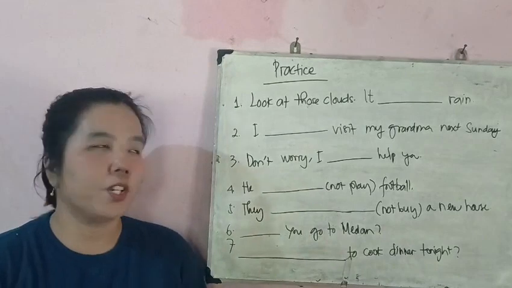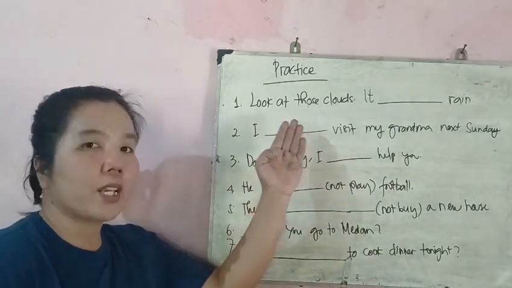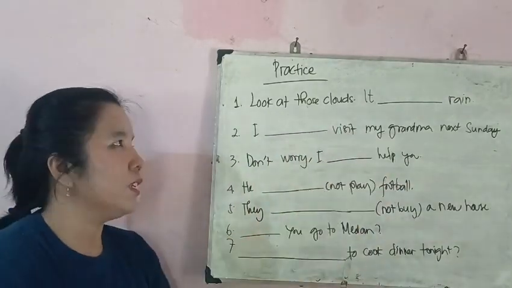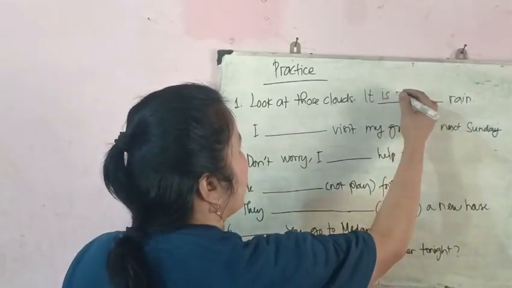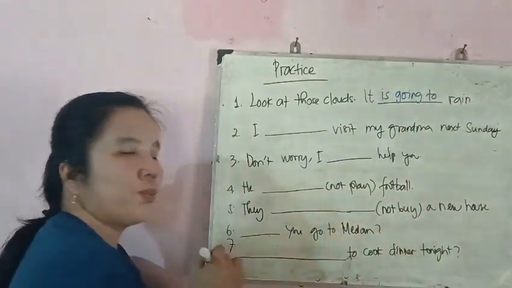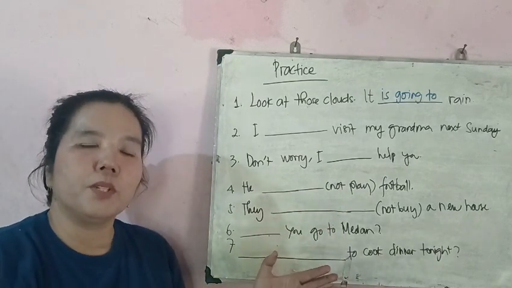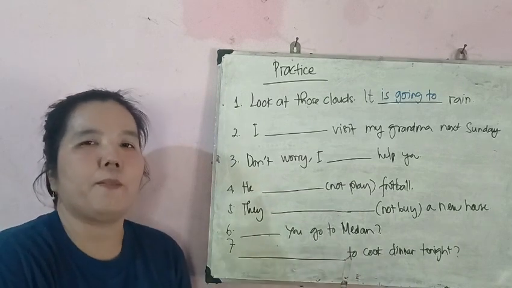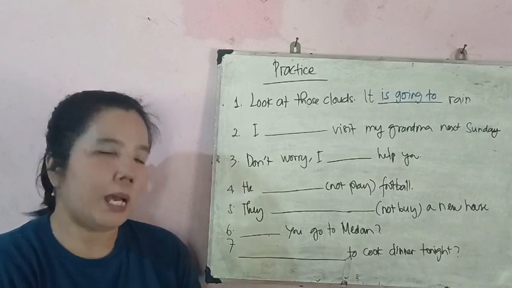Now let's practice together. Look at the board. Okay, number 1, look at those clouds. It rain. What do we put in the sentence? Yeah, we put be going to. It is going to rain. Okay, we use be going to because something is about to happen. Because there is evidence that it will happen.